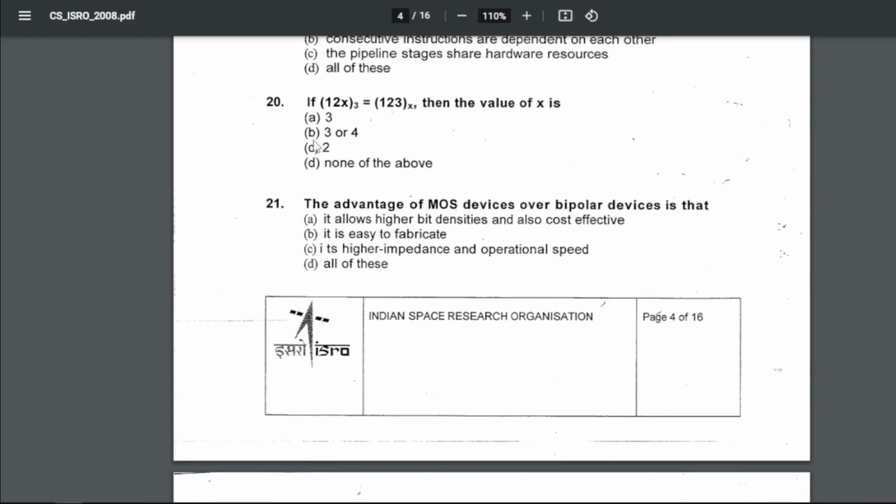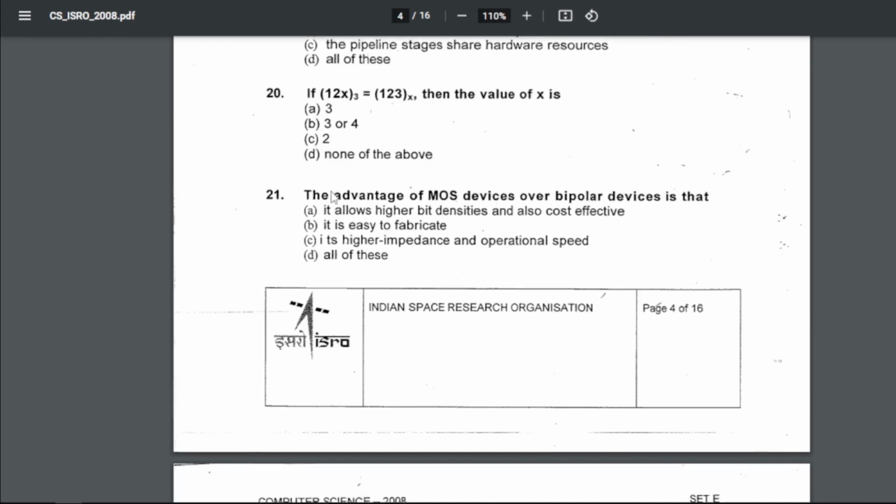Now question number 20 is, if 12x base 3 equals 123 base x, then the value of x is what? So for 20 our answer will be the last, that is D, none of the above, because if you solve this you will get the answer as 3 and minus 4, right? But that is not in the options.